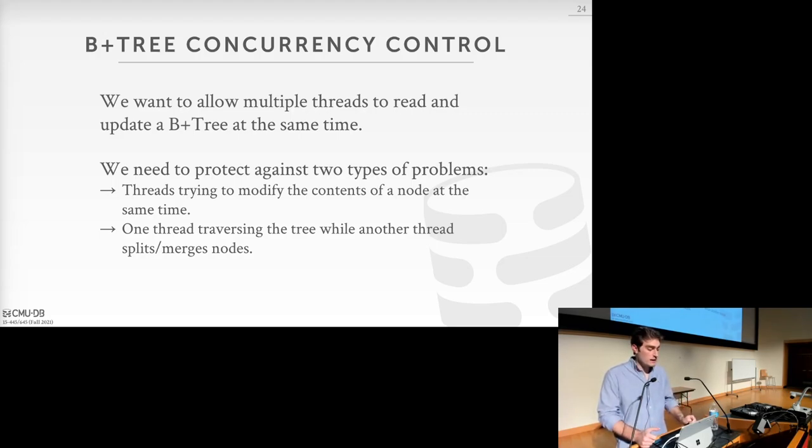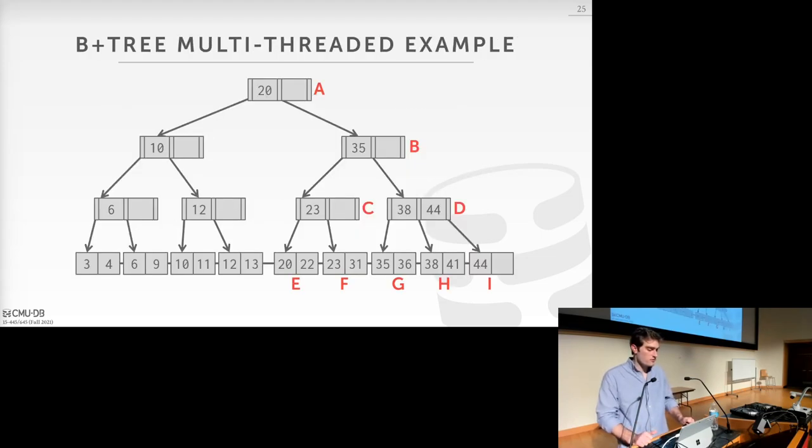Another problem, and this is trickier to deal with, is that one thread can be traversing the tree while some other thread is doing some type of reorganization, like splitting or merging nodes in the tree. And during your traversal, if you're not careful, you can wind up going to wrong or incorrect locations. So we'll see an example of what this might look like.